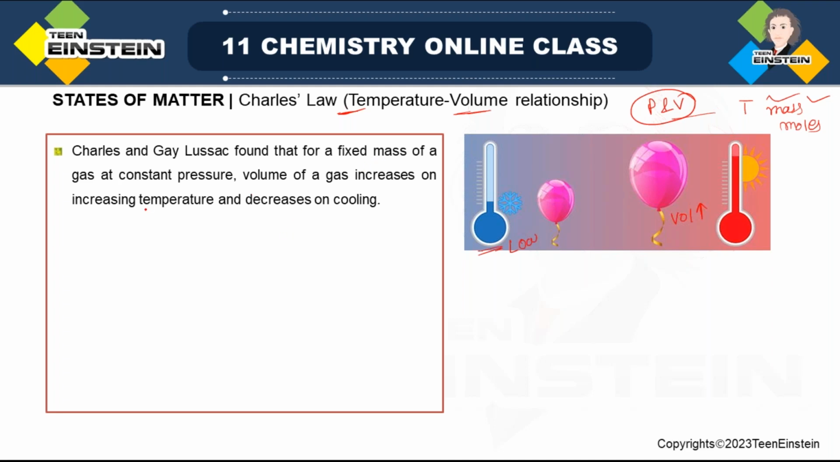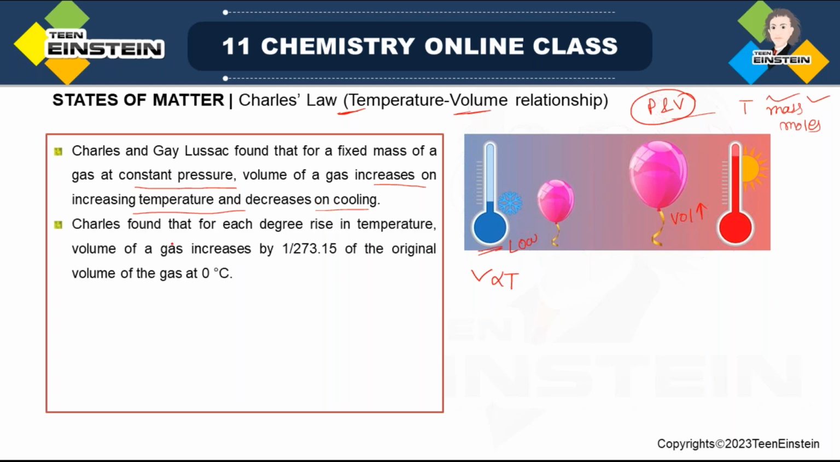So they found that for a fixed mass of a gas at constant pressure, the volume of a gas increases on increasing temperature and decreases on cooling, which you can understand from this picture. So it means that these two are directly related to each other, directly proportional to each other. Fine. But there are some more observations that we have to see. It was found by Charles that for each degree rise in temperature, there is a certain quantity by which the volume of the gas is increasing. And this quantity is 1 by 273.15 of the original volume.